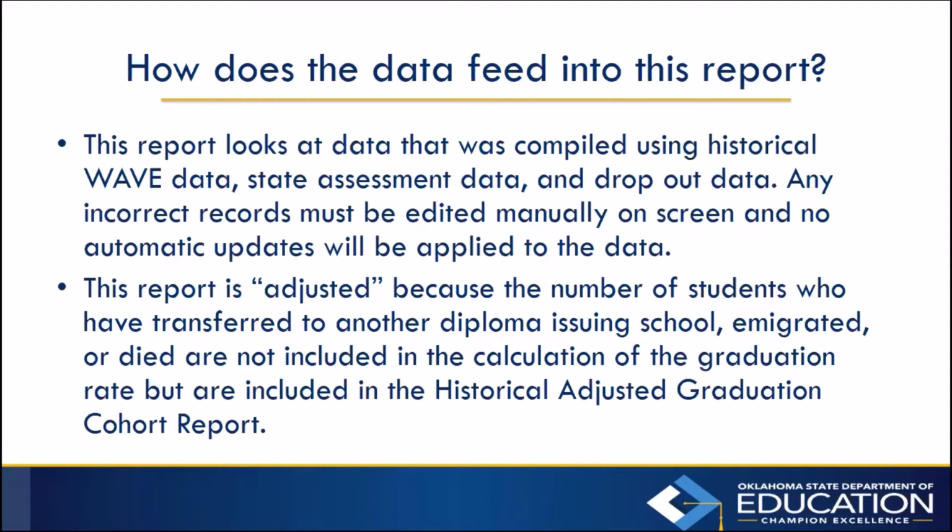So how does this data feed into this report? This report looks at data that was compiled using historical wave data, state assessment data, and dropout data. Any incorrect records must be edited manually on screen, and no automatic updates will be applied to the data. The report is considered adjusted because the number of students who have transferred to another diploma issuing school, immigrated, or died are not included in the calculation of the graduation rate, but are included in the Historical Adjusted Graduation Cohort Report.